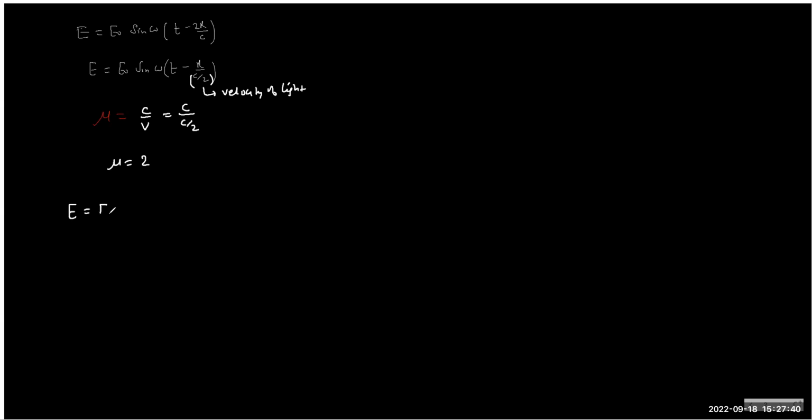Similarly, if I write E equals E naught sine omega t minus x by 3c by 4, let's make it 3c by 4. What will be the refractive index here?